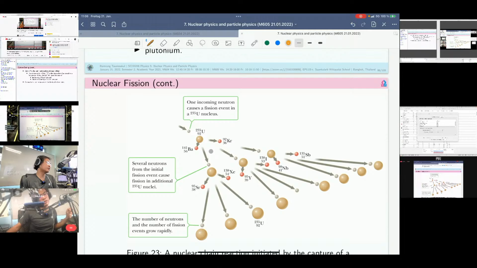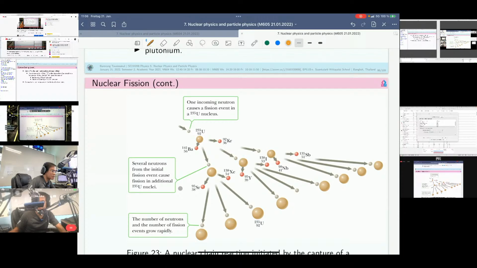Because this takes place with millions of nuclei, okay? It's not only one piece of uranium. Okay, several neutrons from the initial fission event cause fission to additional uranium-235. Okay, this one can hit other particles too. Okay, the neutron may hit this one.